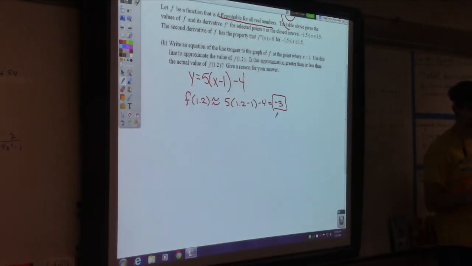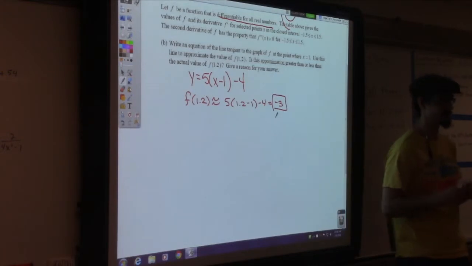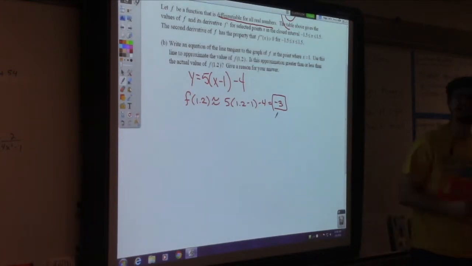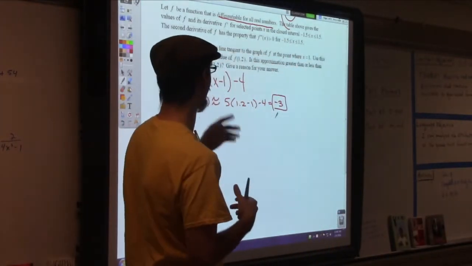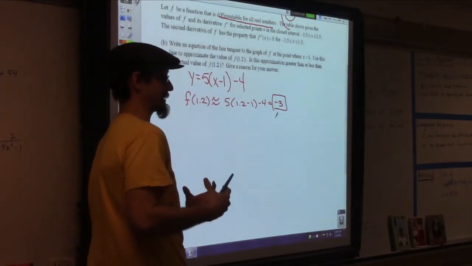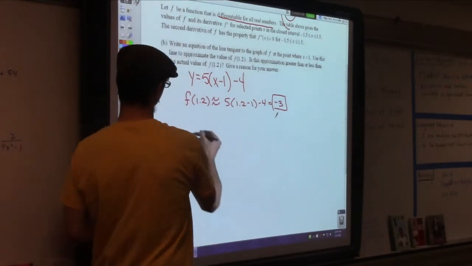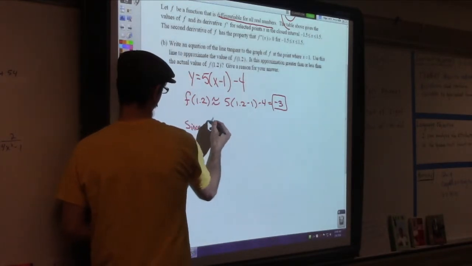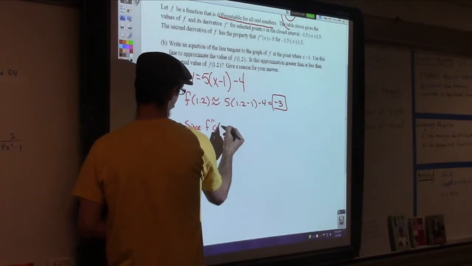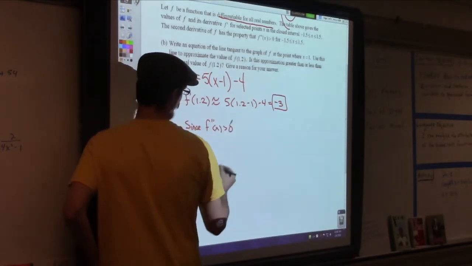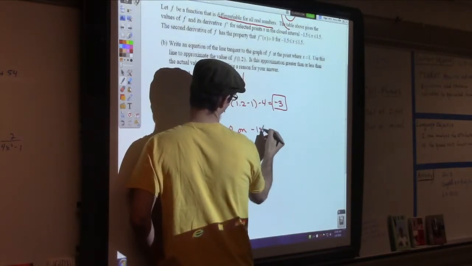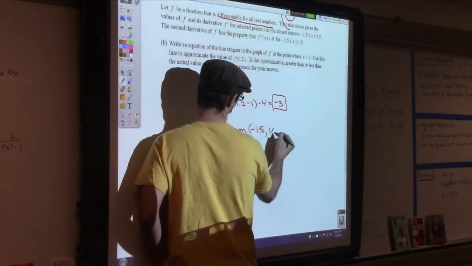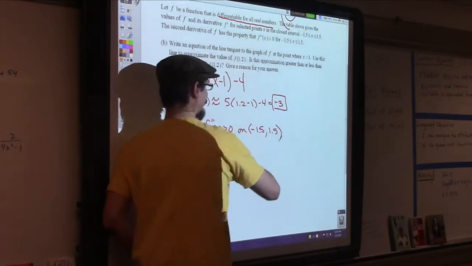It's concave up. How do you know it's a concave up function? Because it tells you that f double prime is greater than 0. So when you go and you defend your answer, your reasoning, how are you going to state that? Since f double prime of x is greater than 0. And I would put on 1 to 1.5. I'm going to make sure to state that this is the rate.